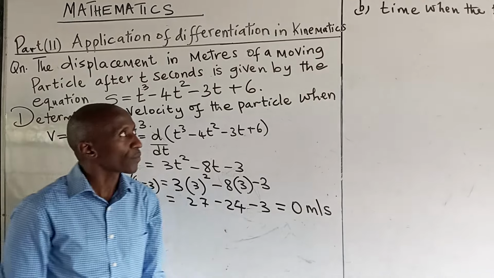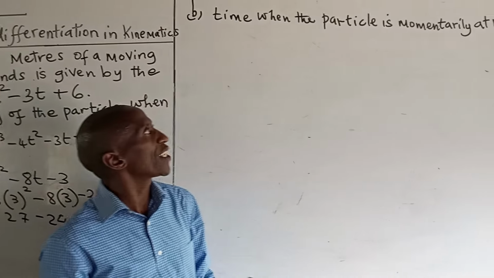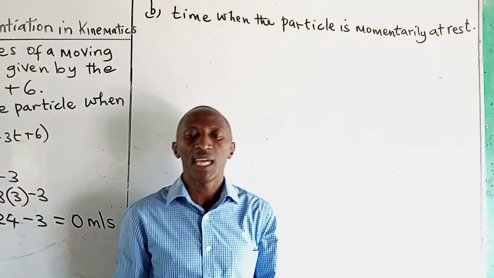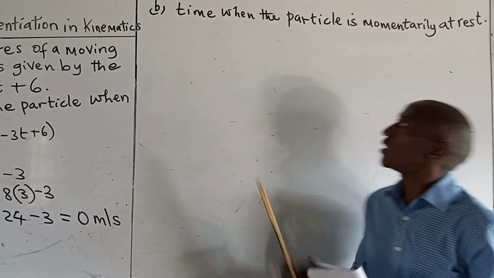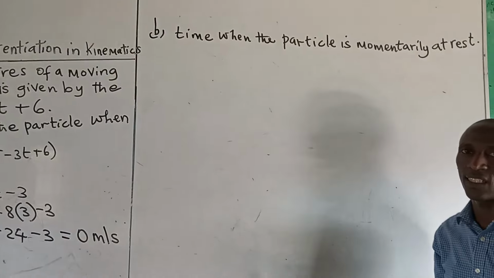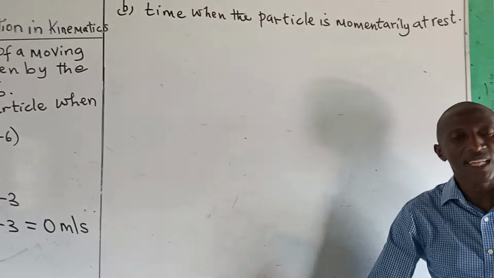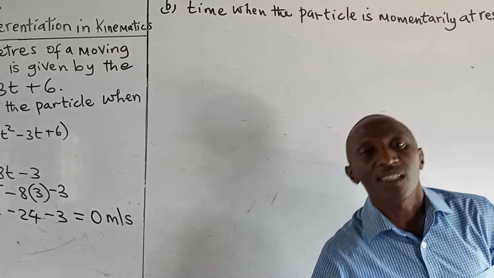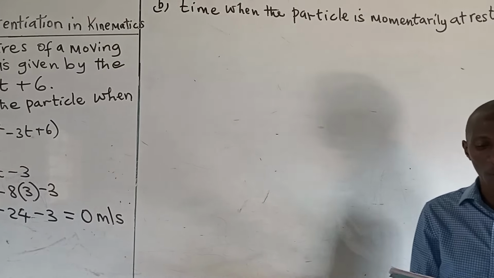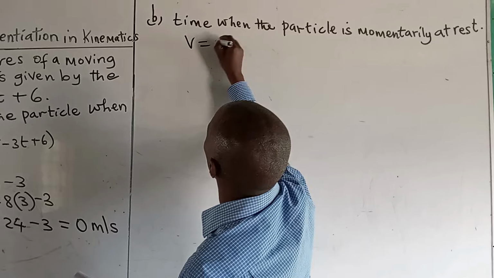Question number B, we are asked for the time when the particle is momentarily at rest. So the question is, find the time when the particle is momentarily at rest. What does it mean for a particle to be momentarily at rest? It means it is not moving. If it is not moving, then its velocity is equal to zero. So V is equal to zero.